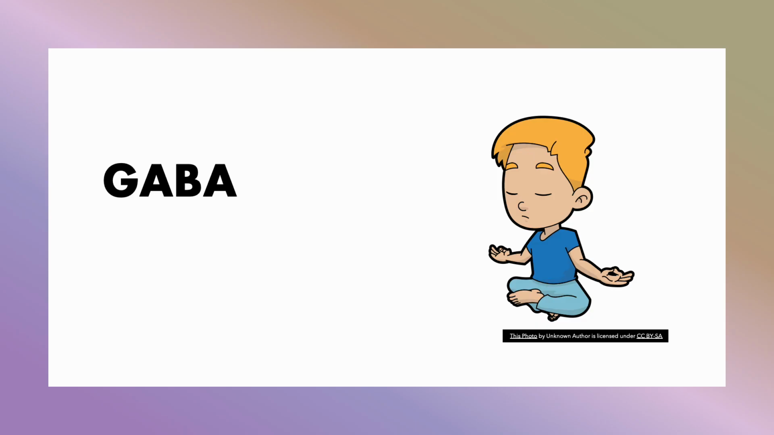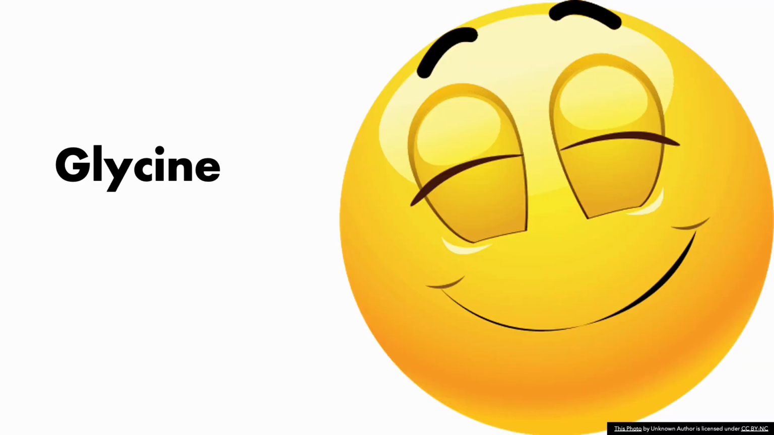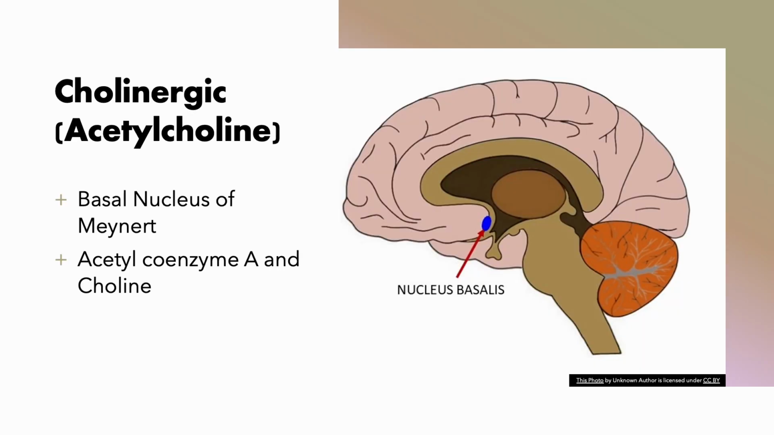GABA is a universal inhibitory neurotransmitter. It's the site of action for benzodiazepines, alcohol, barbiturates, and other central nervous system depressants. Glycine is another inhibitory neurotransmitter and it works with GABA. The cholinergics are acetylcholine. Acetylcholine is synthesized by the basal nucleus of Meynert. The precursors are acetylcoenzyme A and choline.